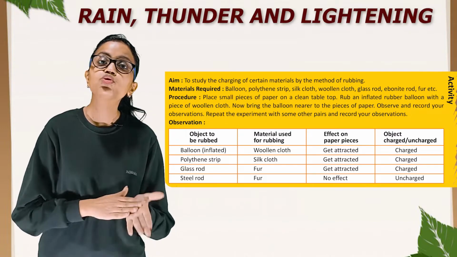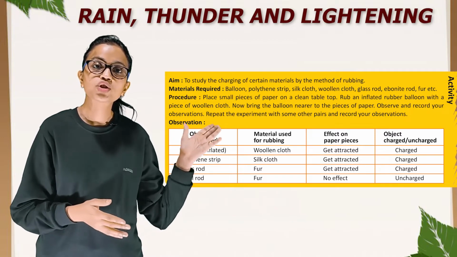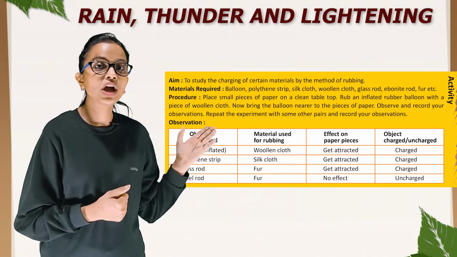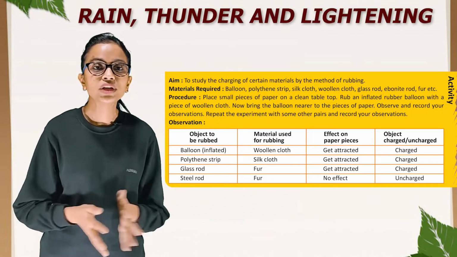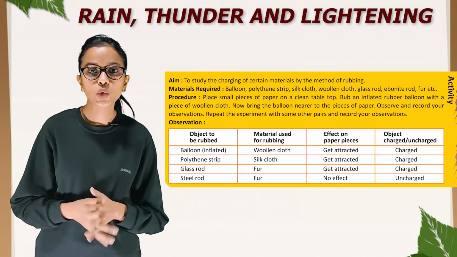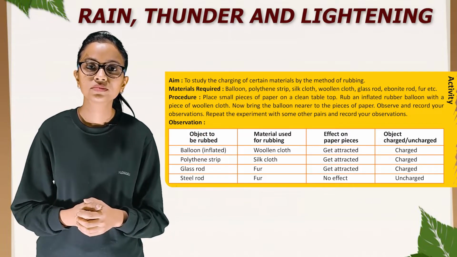Observation: object to be rubbed, material used for rubbing, effect on paper pieces, object charged or uncharged. So let's see it together. Balloon inflated, woolen cloth, gets attracted, charged.